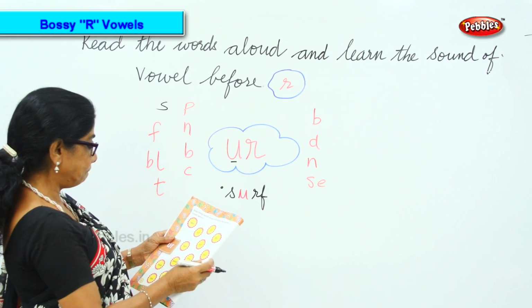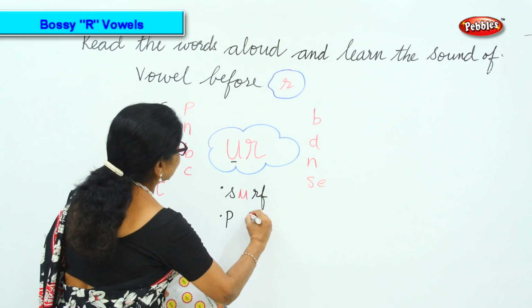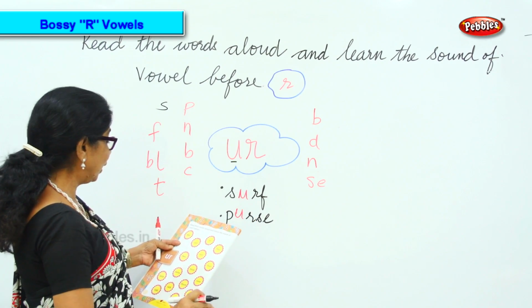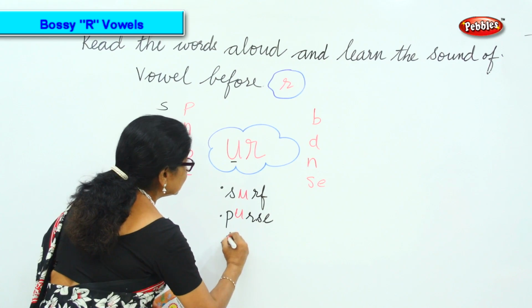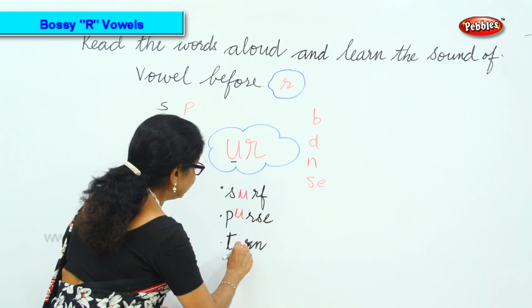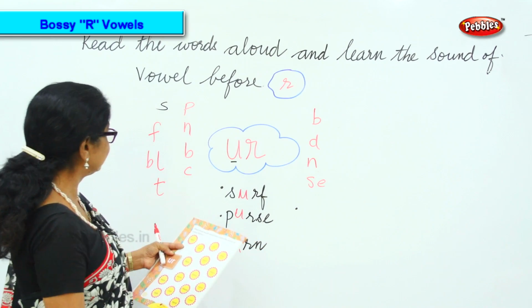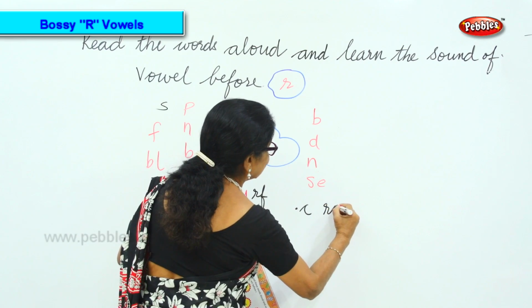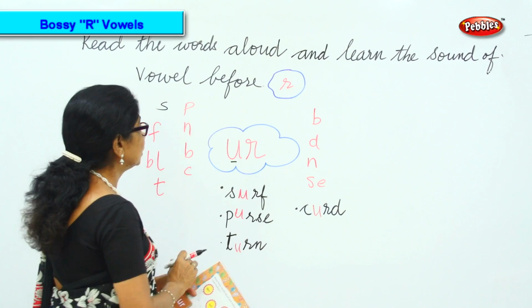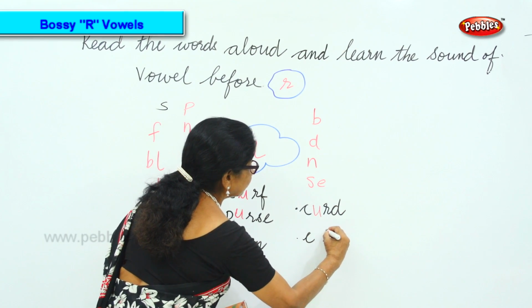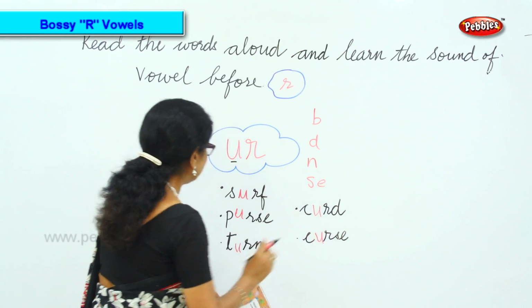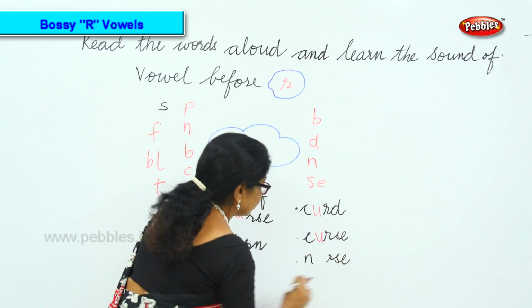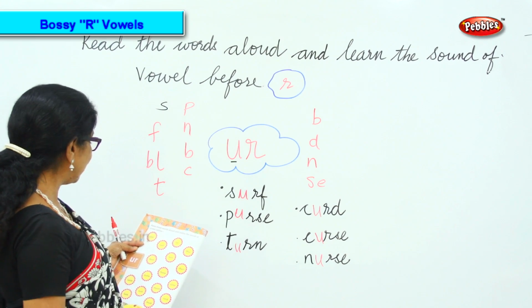Next, purse. You have purse. So you have U silent, purse. Then you have turn. T. Turn, and U silent. Then we have curd. Curd. And you have curse. Curse. Alright. Then you have nurse. Okay. Nurse. We can have some more words.